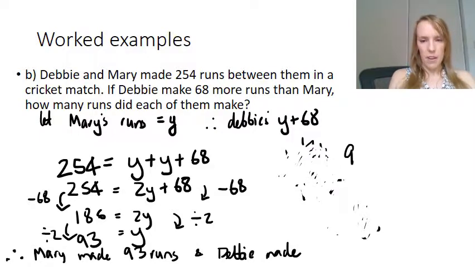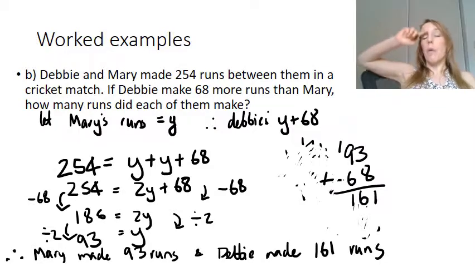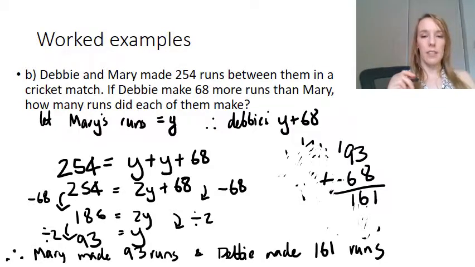So 93, which is the amount of Mary's runs, plus 68, which is Debbie's extra runs. So 8 plus 3 is 11, carry the 1, 60. So Debbie made 161 runs. So if we want to check that, 161 plus 93, add them together, and hopefully we will get 254, which we do. Yes, good. So that would be the answer to that one.